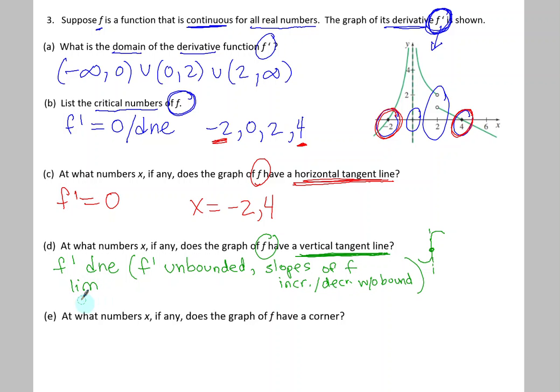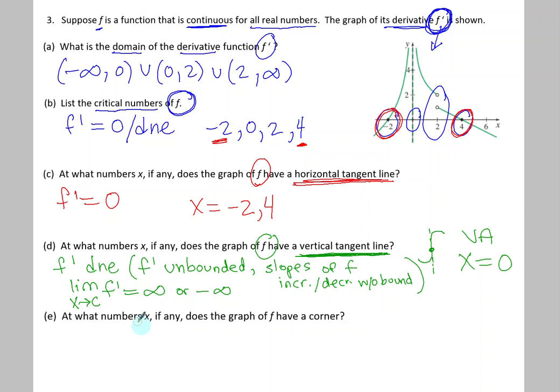We can also think of this like the limit as x approaches some x value of the derivative equals infinity or negative infinity. So again, we're looking at the graph of f prime. Where does this graph have a limit of infinity or negative infinity? At the vertical asymptote, at x equals 0, where there is a vertical asymptote on the graph of f prime.